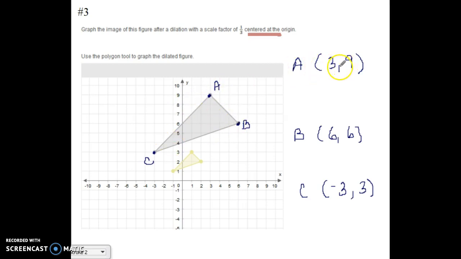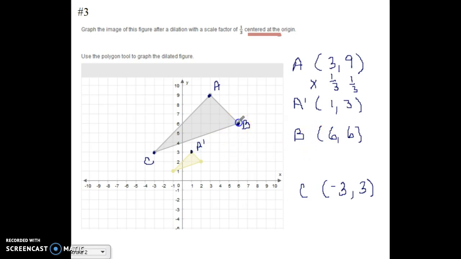So my point A is at 3, 9. Remember, multiplying by 1/3 is the same as dividing by 3. So I'm going to do my x and y coordinates. Multiply by 1/3 or divide by 3. 3 divided by 3 is 1. 9 divided by 3 is 3. So my A prime is at 1, 3. So here is my A prime.